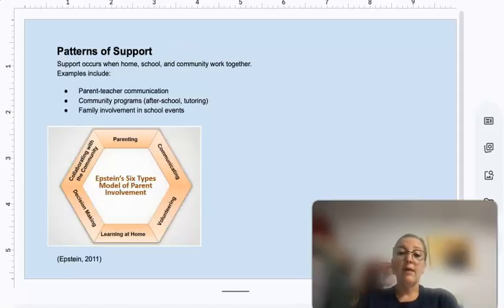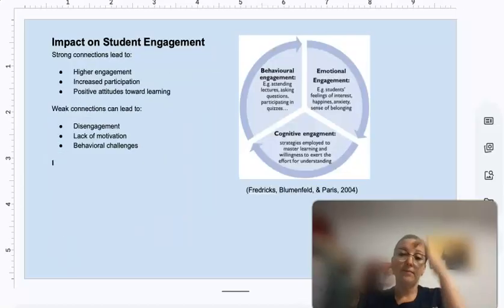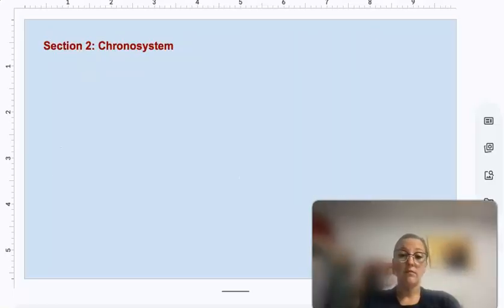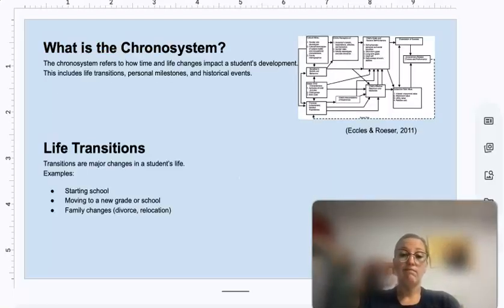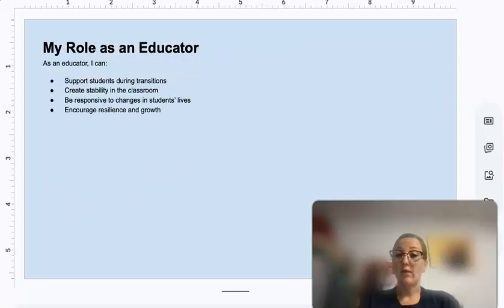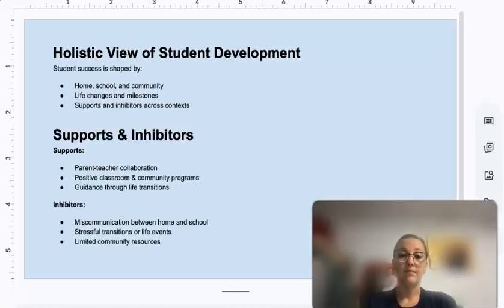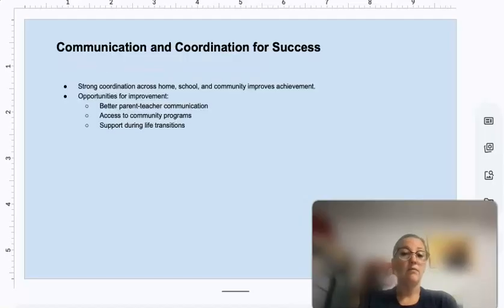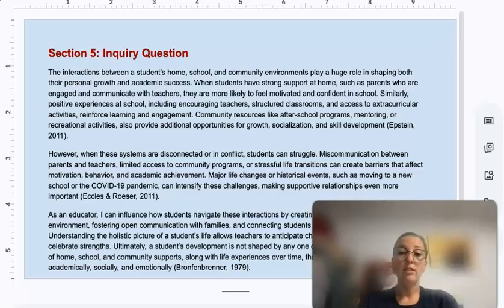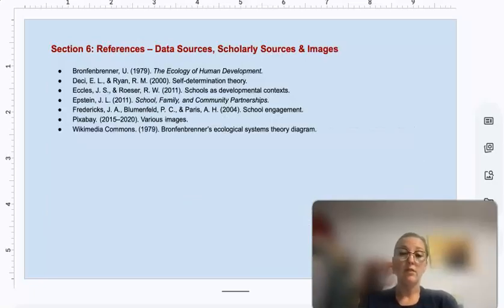And then I'll show you the pictures I used and my explanations. My role as an educator is to support students during transition, create stability in the classroom, be responsive to changes in students' lives, and encourage them that they're resilient and that they can grow. My inquiry question, my references.